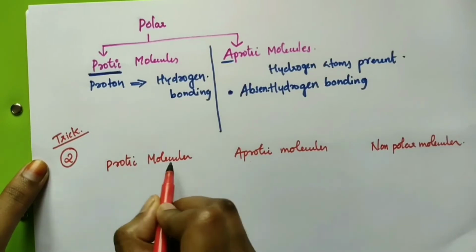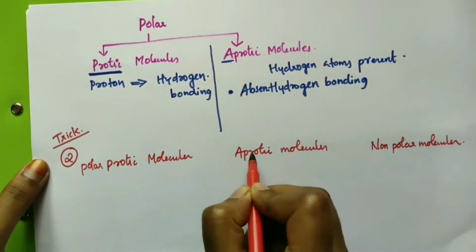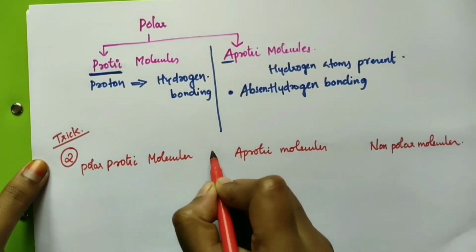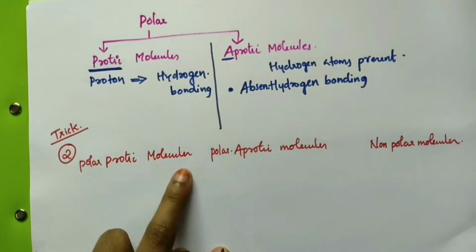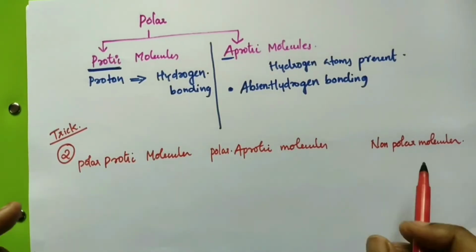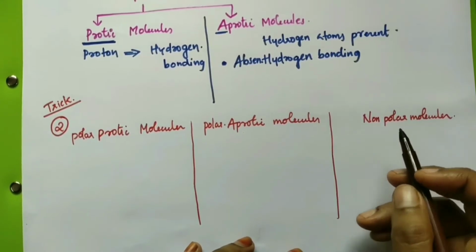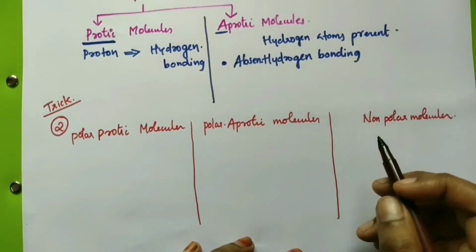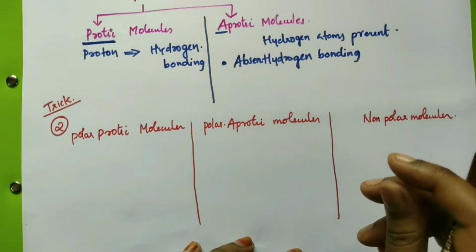Protic molecules are polar, so polar protic molecules, and aprotic molecules are also polar. Don't forget about it. There are polar protic molecules, polar aprotic molecules, and non-polar molecules. I am starting with non-polar molecules. As I said earlier, the electronegativity difference between the atoms is very small or similar.